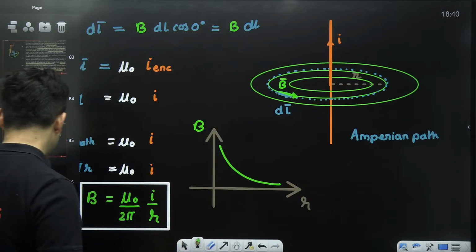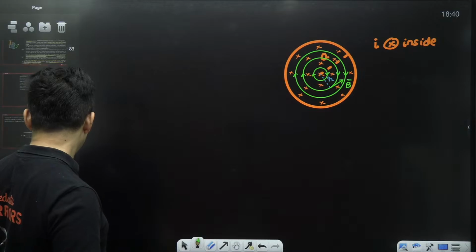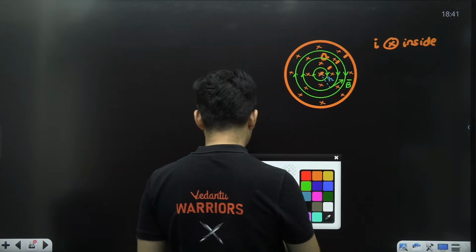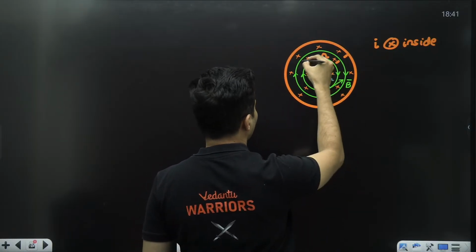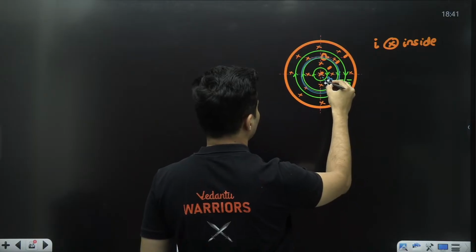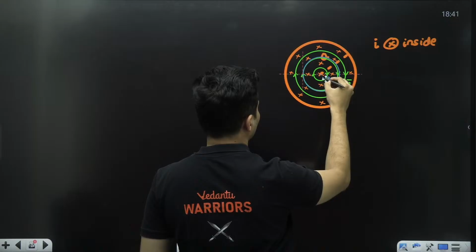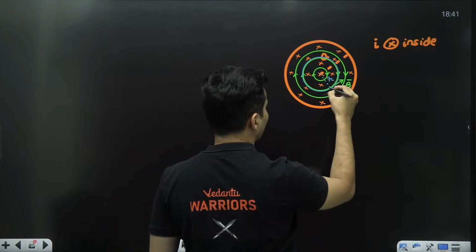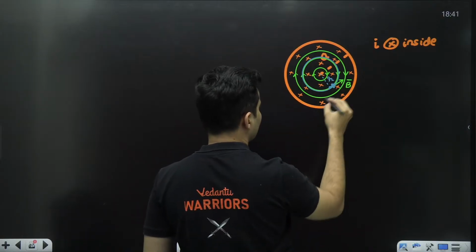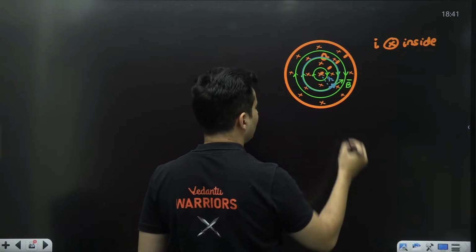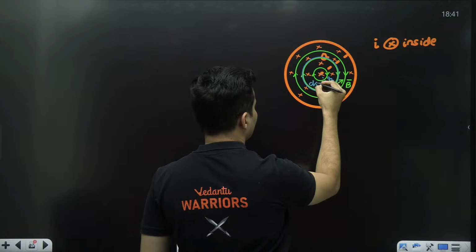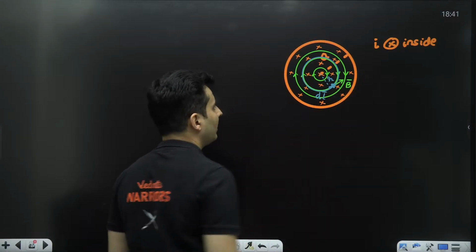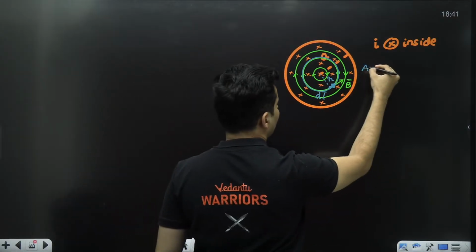So I will choose a smart Amperian loop, and that smart Amperian loop will be going around exactly the same magnetic field line. So this is my Amperian loop. I will go exactly like this, and that will be my dl vector. dl and B are parallel. That is my Amperian loop.